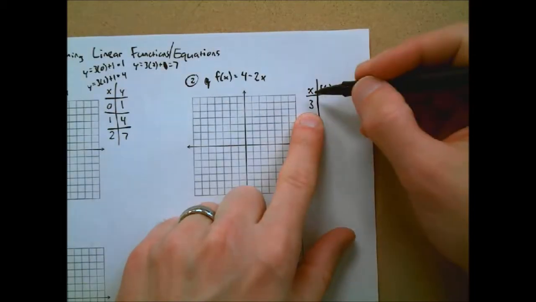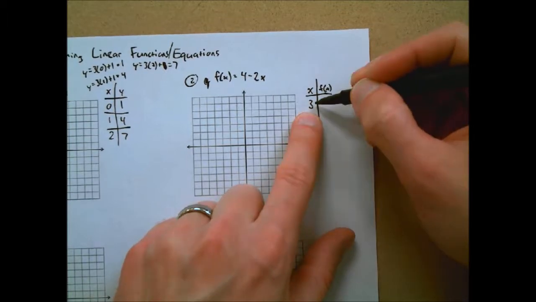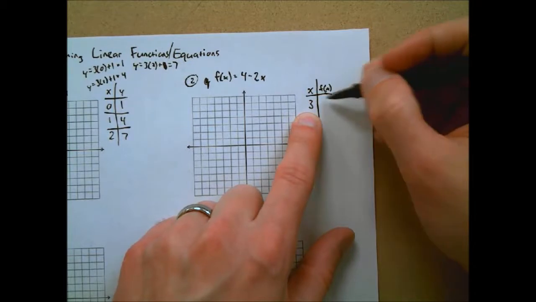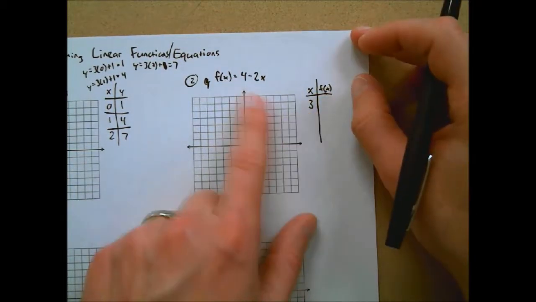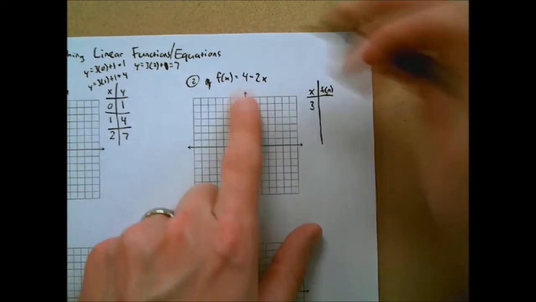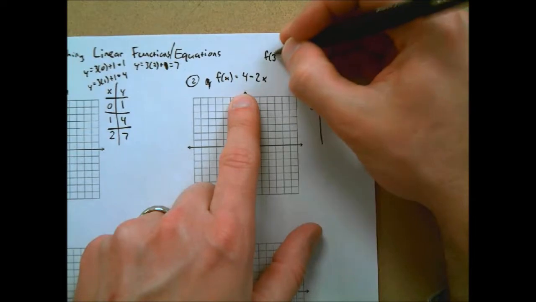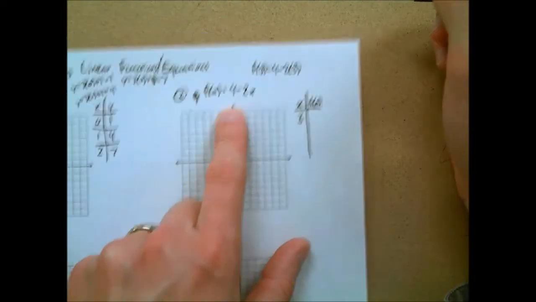How can I get its matching y value or function value here? What should I do with that 3? Well, we're going to use our function. What should I do with the 3? It's an x value. Plug it in, yeah. So we're going to do f of 3, which is equal to 4 minus 2 times 3 in parentheses there, like that. Remember, when you substitute in, put parentheses around it.